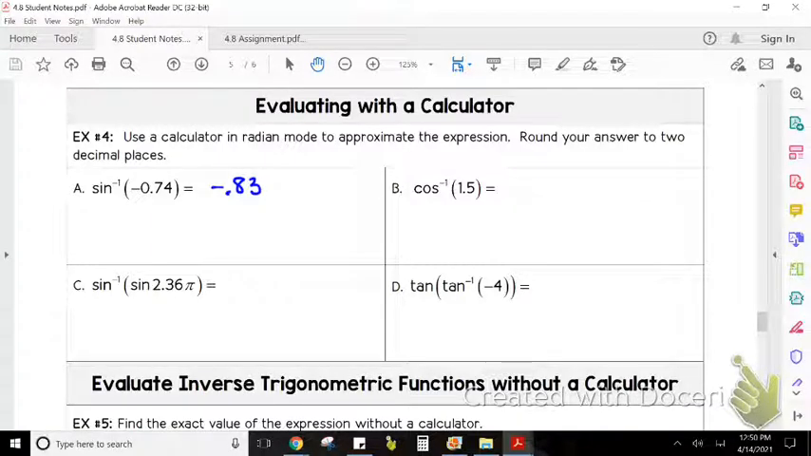And when we type in the inverse cosine of 1.5, what do we get there? Undefined. Why? Because it goes out of the domain. Remember that for inverse cosine, its domain is between negative 1 and positive 1. That 1.5 is not in between there, therefore it's going to be undefined.